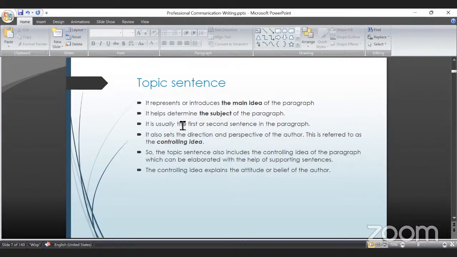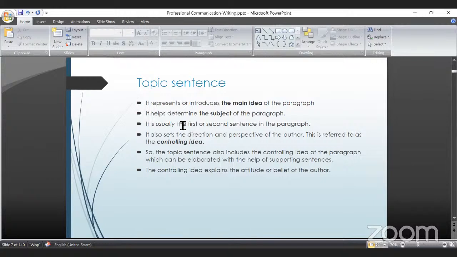Why? Because usually this is the case, but it needn't be the case all the time, which means sometimes you can find your topic sentence later on in the paragraph. It is not necessary that you always find them in the beginning or even as the second sentence. Sometimes you may find it midway through the paragraph somewhere, or maybe later than that. Usually means most of the times.